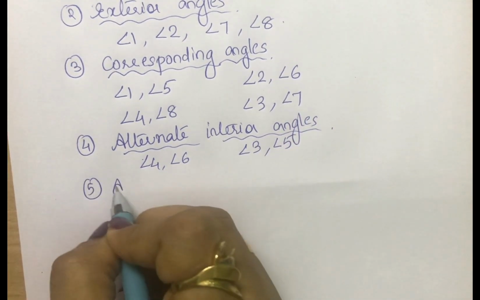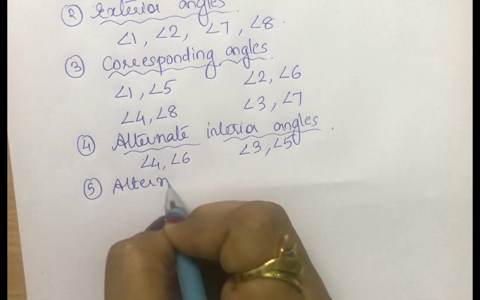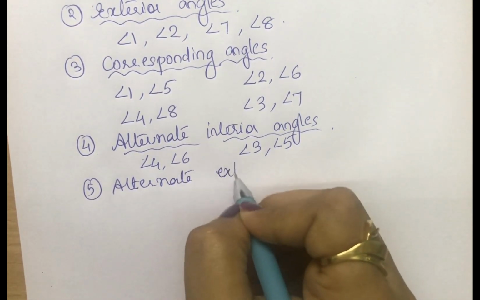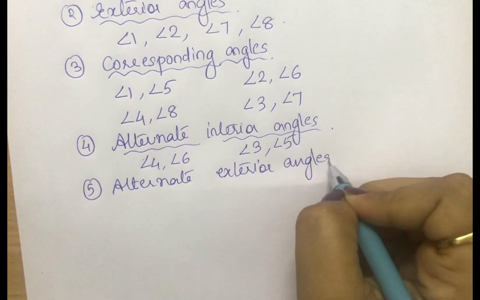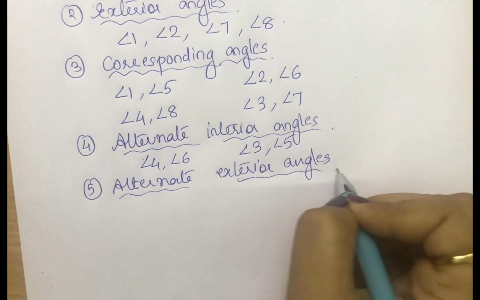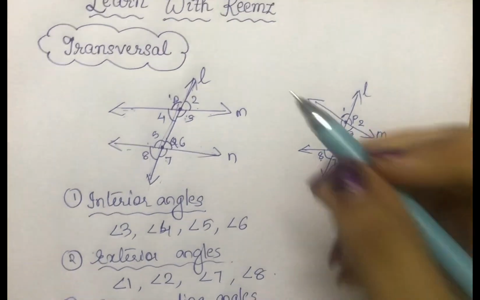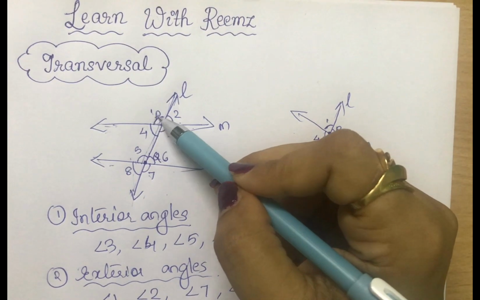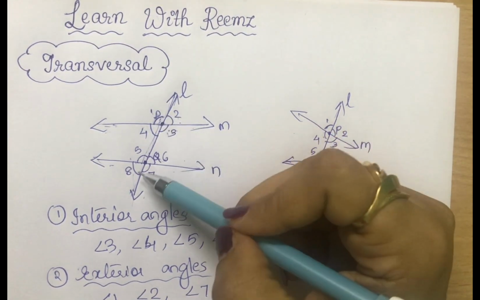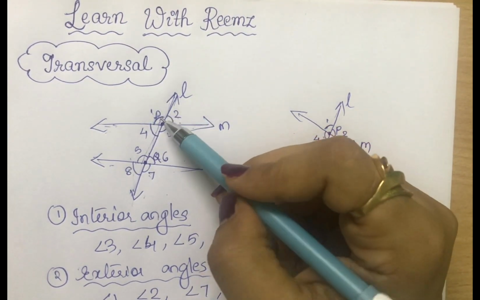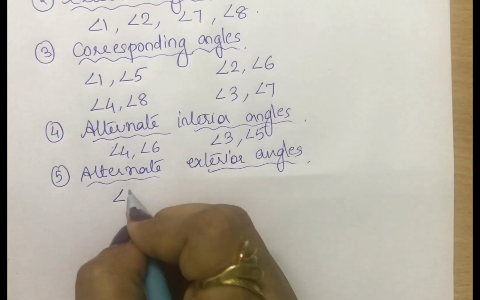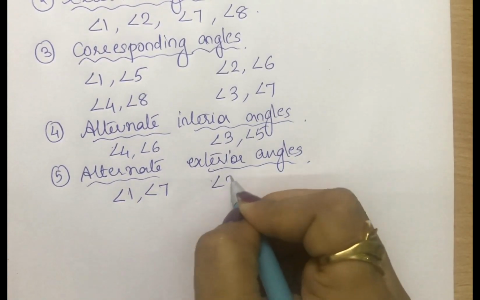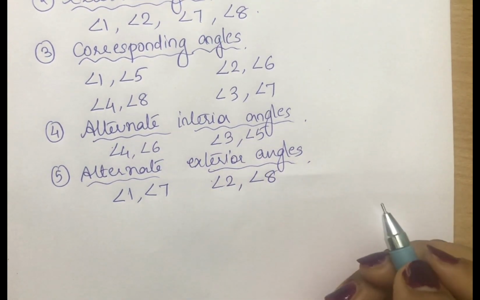Now what are alternate exterior angles? The exterior angles are angle 1, 2, 7 and 8, no? So alternate exterior angles are angle 1 and 7, and 2 and 8. Angle 1, 7, angle 2, angle 8.